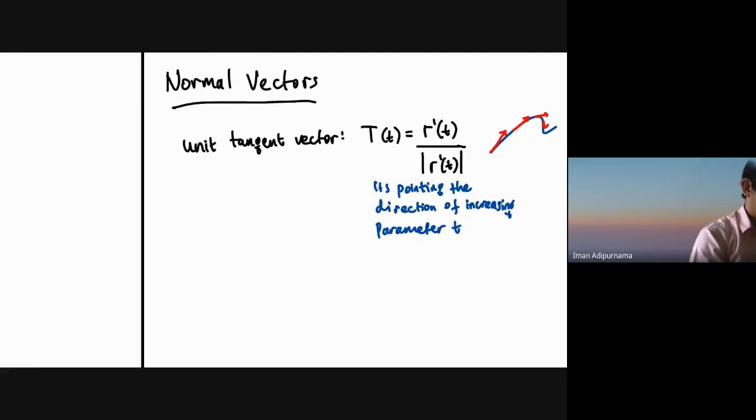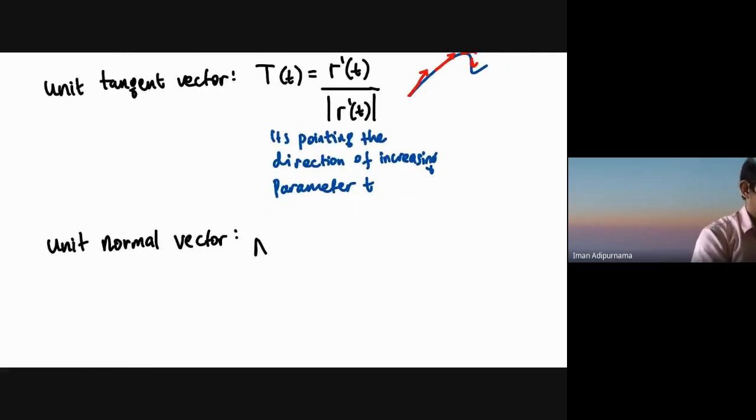That's unit tangent vector. Now you have unit normal vector. Let me write the formula first. The formula is the tangent prime divided by its value.